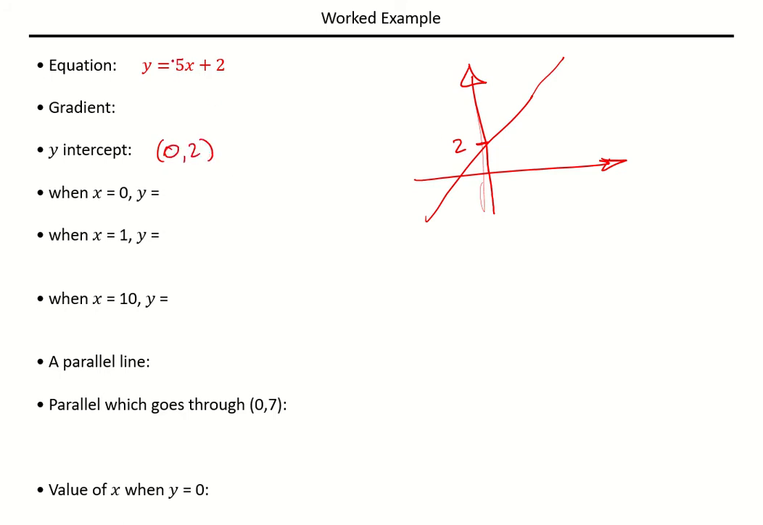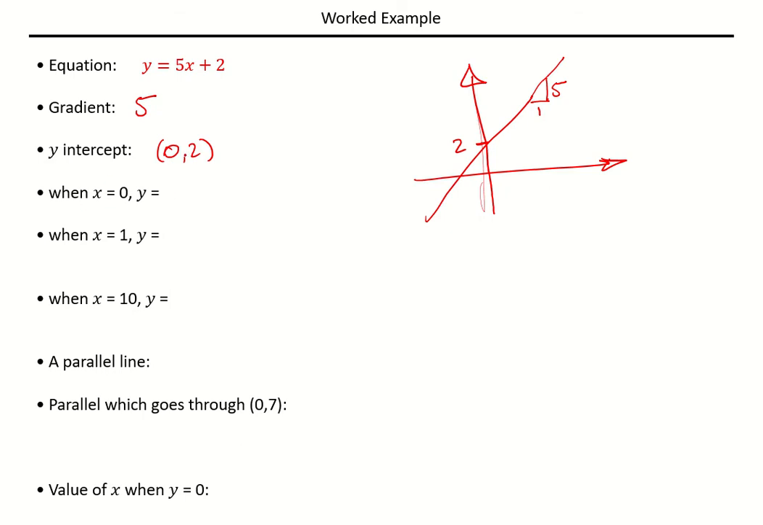And I know that this number here that's timesing the x is the gradient. The gradient being how far up it goes for every 1 across. I could draw that on, I guess. 1 across and 5 up. The gradient is 5. Just having this sketch here makes it a bit clearer in my own head. It's going uphill and it crosses here.